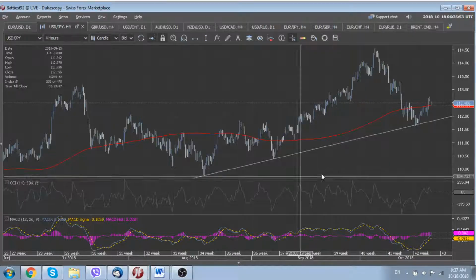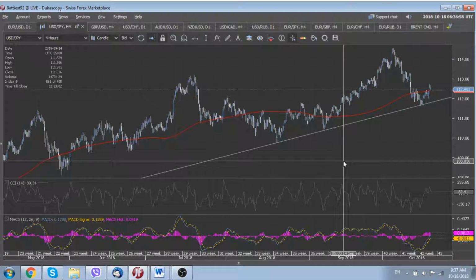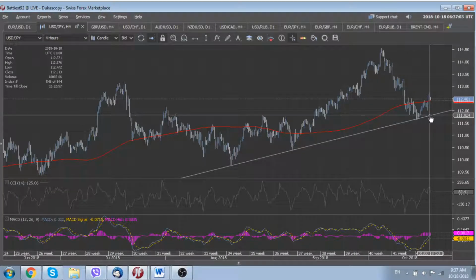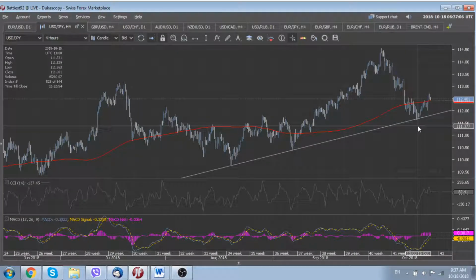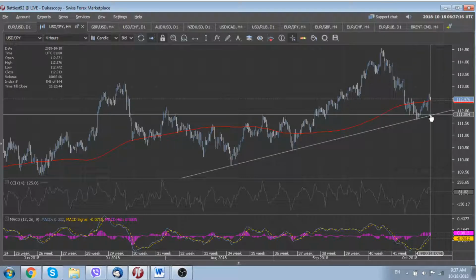But of course, from a longer term point of view, the pair should remain buoyant while trading above the aforementioned uptrend line. This uptrend line was tested during this trading week around the lows of 111.60. It still remains unbroken and lies at the moment around 111.80, and while trading above this trend line, probably the dollar yen should remain more or less stable and could initiate another impulse higher.